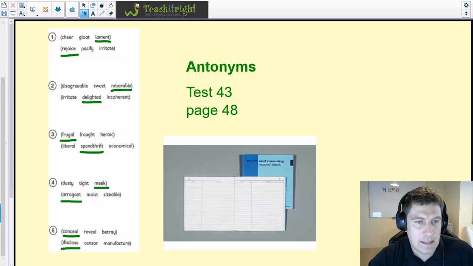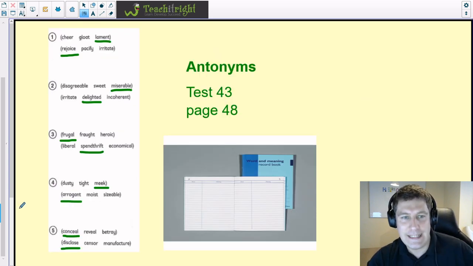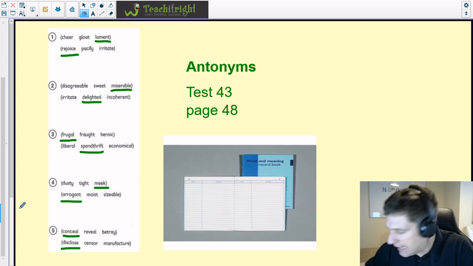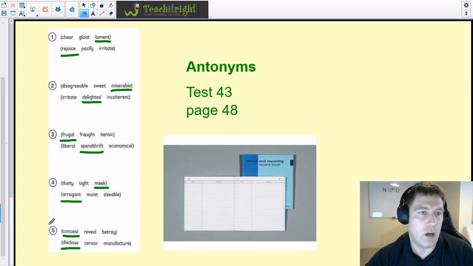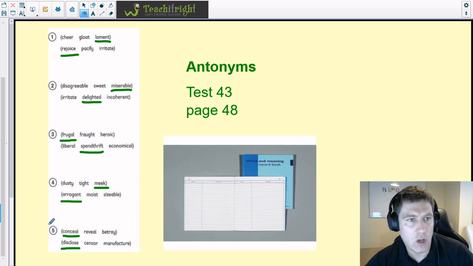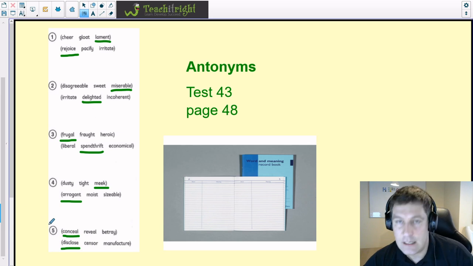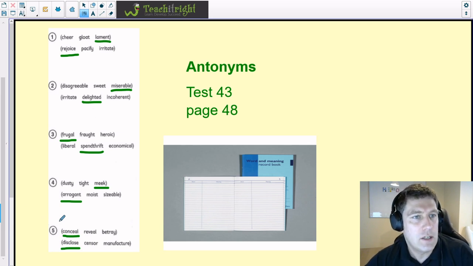Right, last but not least, we've got some more antonyms here. And again, if I could ask you to get your word and meaning books out, that would be great. Okay, so what have we got? Number one, we've got lament and rejoice. Lament means an expression of grief. So rejoicing is being happy. So if we've got that one right, give it a tick. Number two, we've got miserable and delighted. That was quite an easy opposite.